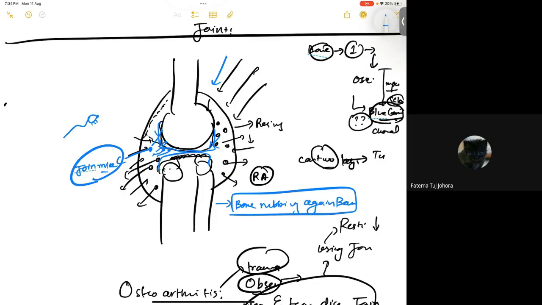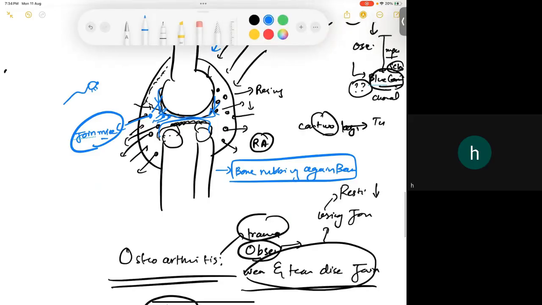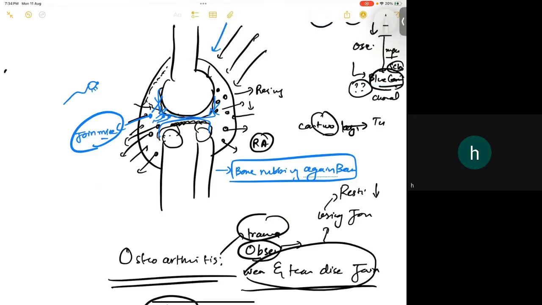We'll be having bone rubbing against the bone. And if bone is rubbing against the bone, what can happen as a result of that? We can have reactive bony outgrowth, right? That is also called osteophyte formation. So whenever the bones are rubbing against bone, there is going to be a reactive outgrowth.